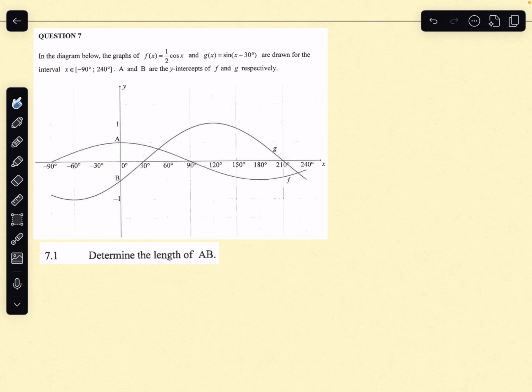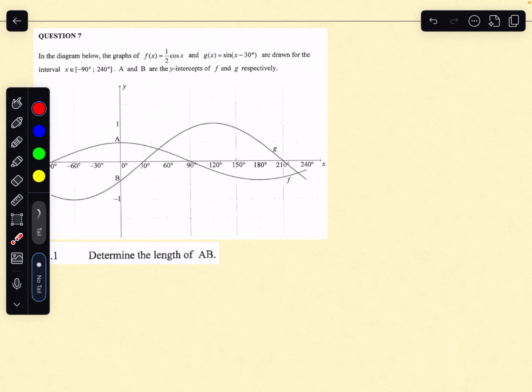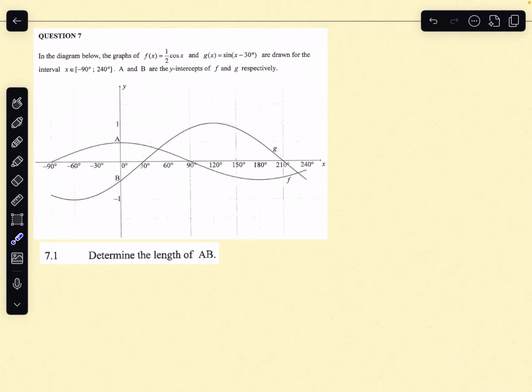Okay, so the first question says, determine the length of AB. So A and B are the y-intercepts of the graphs. So essentially, we just need to find out what those coordinates are. And then it's just the vertical distance, so that's easy enough to calculate. So let's see.